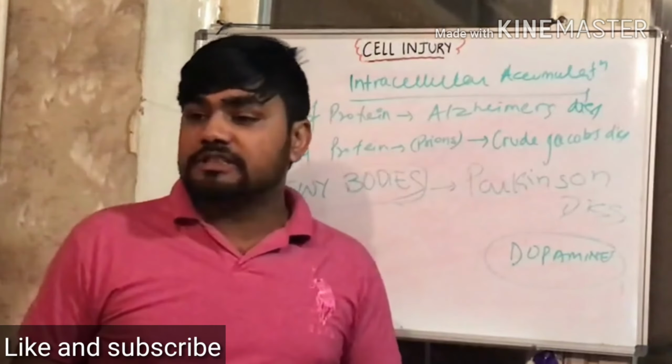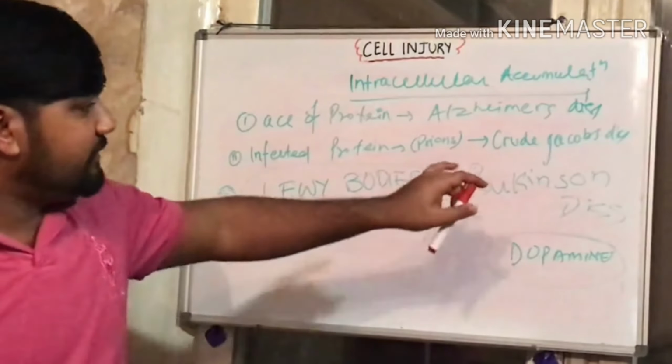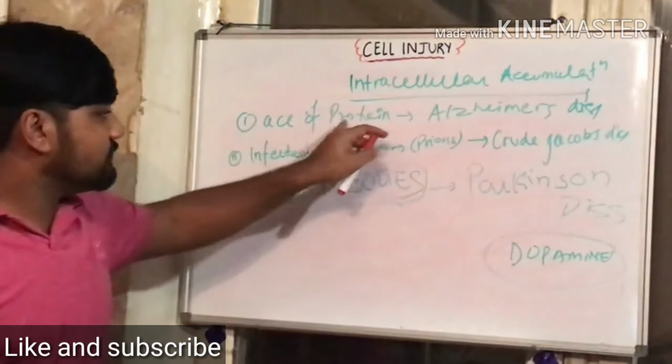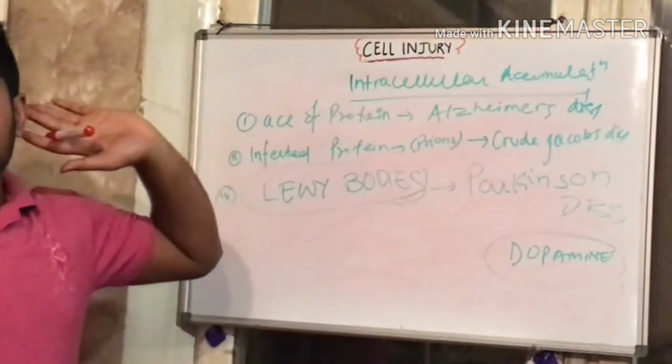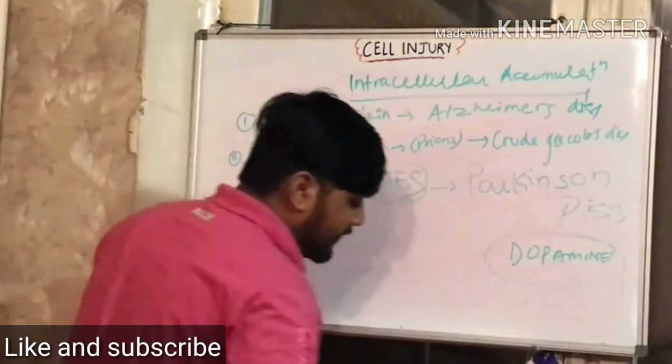Prions or infected proteins are seen in Creutzfeldt-Jakob's disease, I've written here. Accumulation of normal protein is Alzheimer's disease. Okay, next topic, fat deposition.